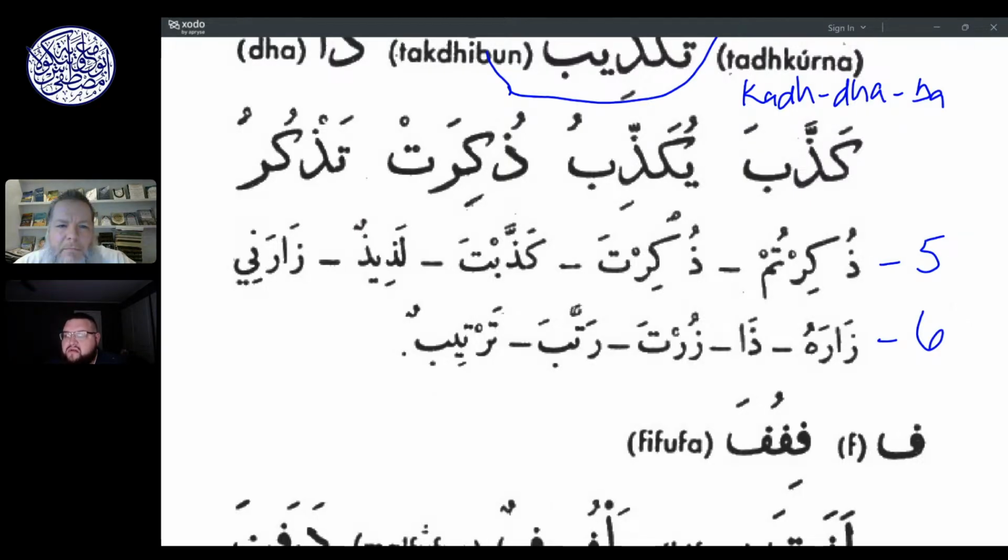Dhukirat. Exactly. MashaAllah, you fixed it. Tadhkurun. It's just one dhamma there, I see it's a little fuzzy, but it's just one. Tadhkuru. Other than that, excellent.